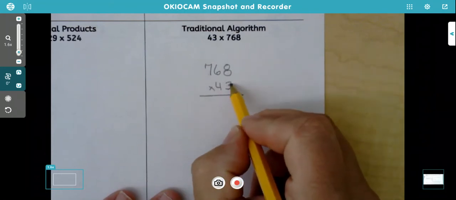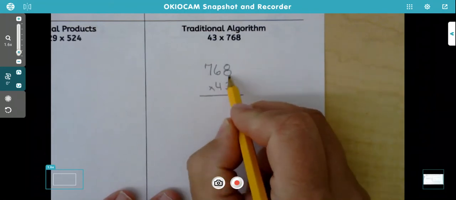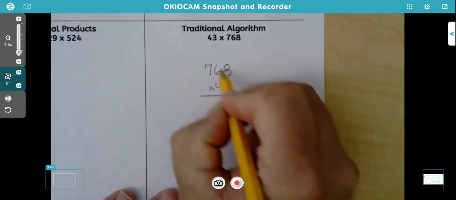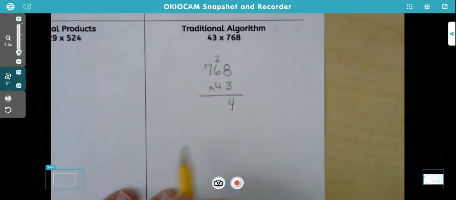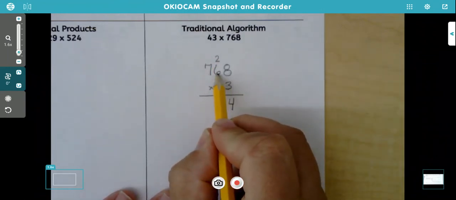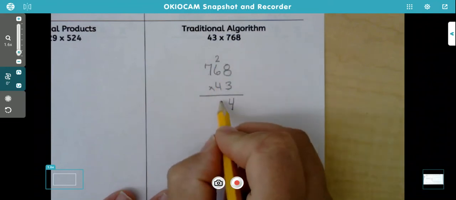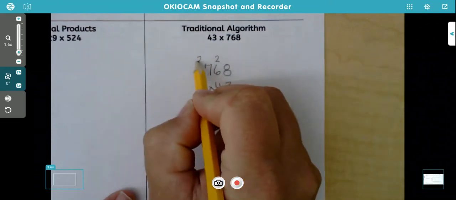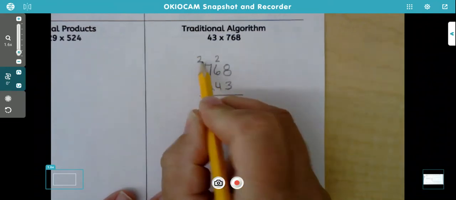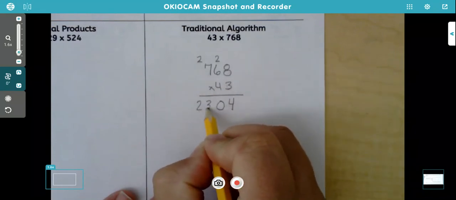Okay, so I start with my 3. I'm going to multiply it by 8. 3 times 8 is 24. I carry the 2 up here. I'm going to multiply 3 times 6. I get 18 plus 2, I get 20. And I carry the 2 up here. 3 times 7 is 21 plus 2 is 23.